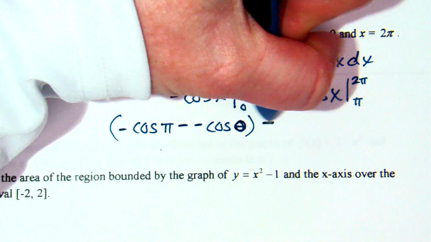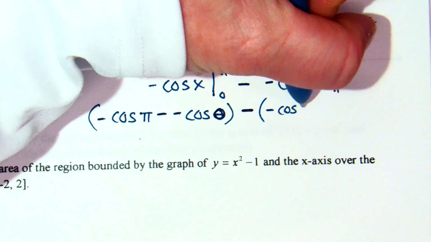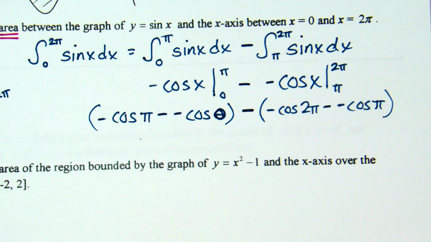And then this time we're doing negative cosine of 2 pi minus negative cosine of pi. It's a lot of signs there to keep track of, so be careful.